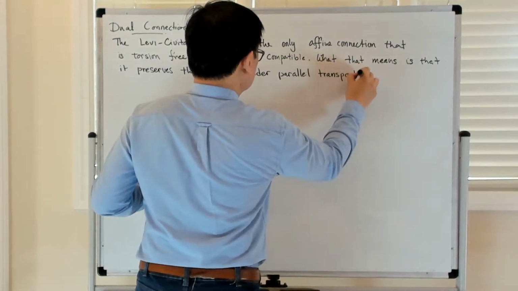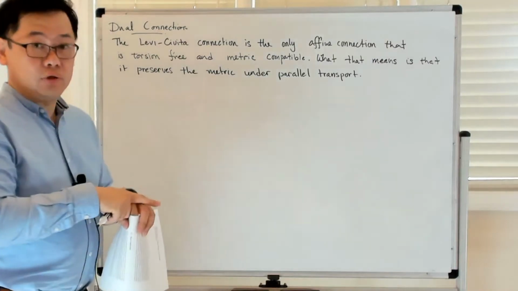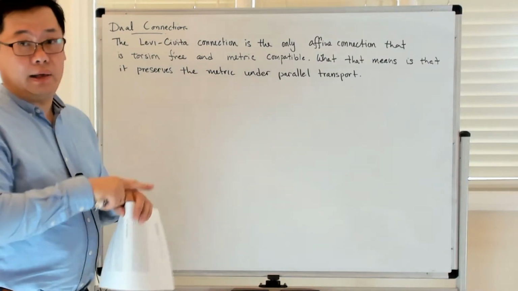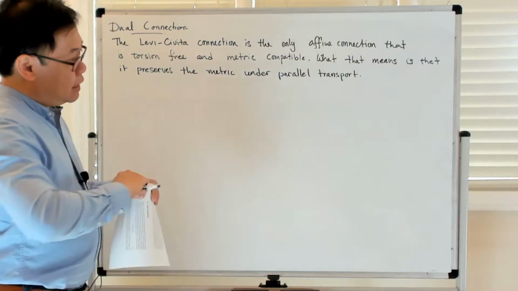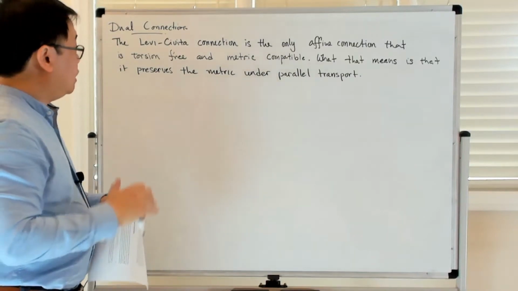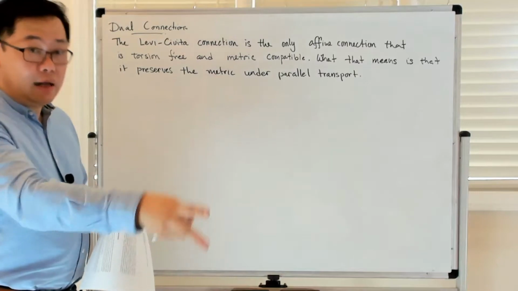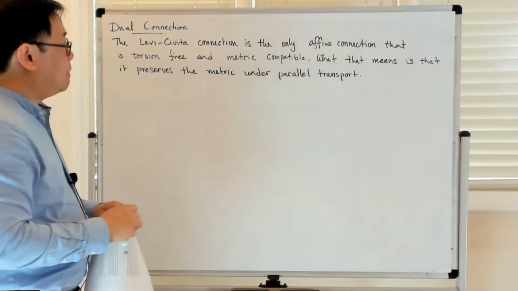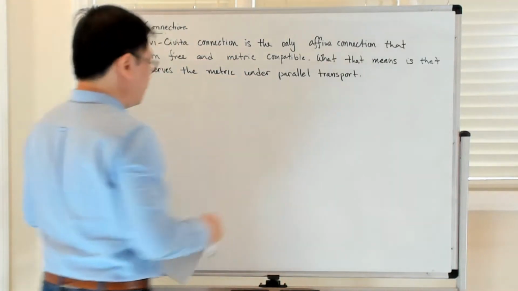Okay, so what that means basically is that if you have two tangent vectors at some initial point and you take their Riemannian inner product, that gives you a certain value. If instead you were to parallel transport that pair of vectors via the Levi-Civita connection, and then take their Riemannian inner product anywhere along that curve, that would give you the same number. Okay, so that's what we mean by metric compatible.